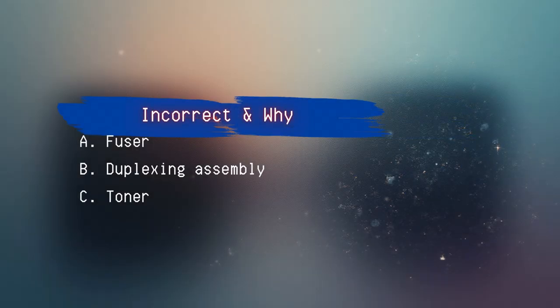Incorrect answers. A. Fuser. Now, the fuser is located at the end of the printing process. It heats toner onto the paper. It wouldn't cause jams in the paper tray. B. Duplexing assembly. It handles double-sided printing. It is not involved when the paper fails to leave the tray. C. Toner has no role in paper feeding. Issues with toner would affect print quality, not paper jams.